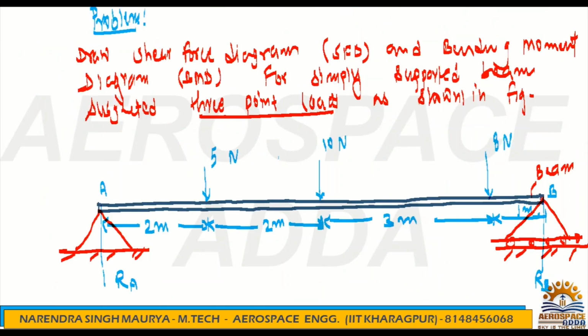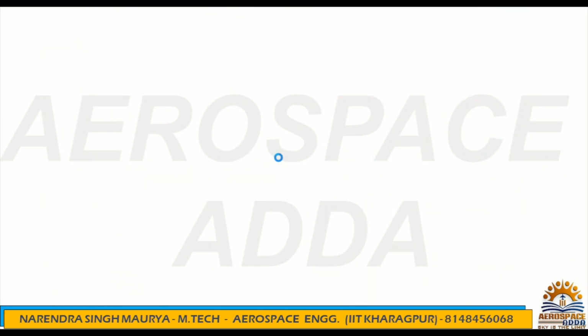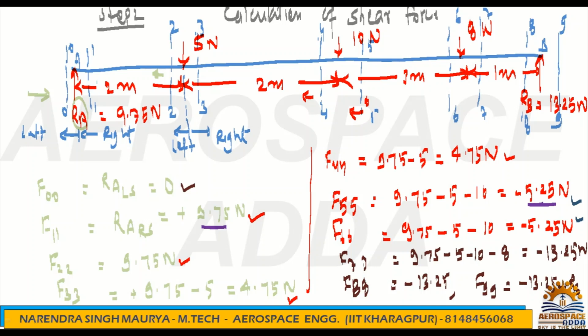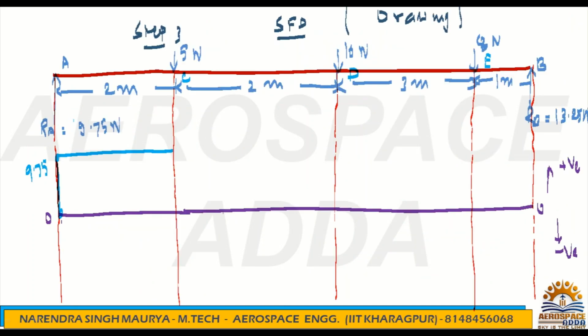What is the point load? See, this is the point load. I have shown you this point A, the RA reaction force, which is nothing but 9.75, and the 5 Newton. This is the point load. And in between point loads, in between A and C, is there any load? There is no load. So you have to draw a horizontal line. So you have drawn it.